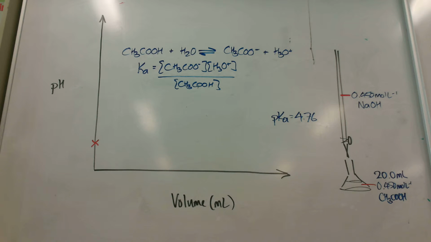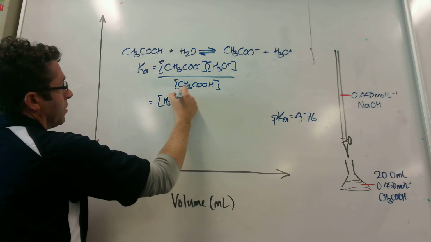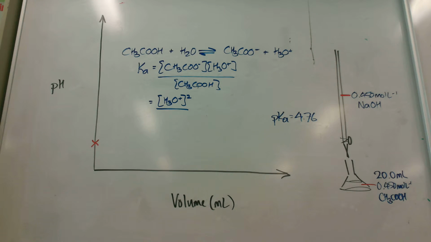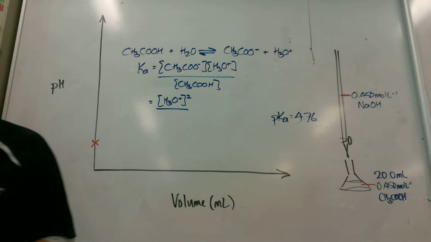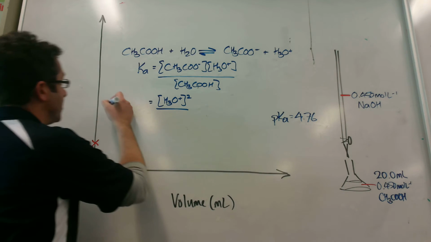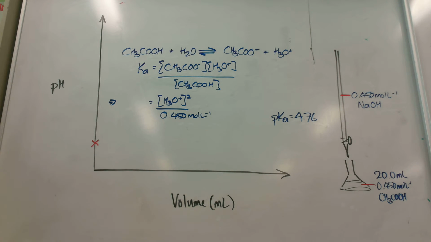Now, because no base has been added, I can make an assumption about the things on the right-hand side of this equation. What is that assumption? They're the same. So I can rewrite this as H3O+ squared over. Now I can also make another assumption because ethanoic acid is a weak acid. What will happen to that 0.450 moles per litre? Good, it won't decrease by much, not enough for us to change that number in this equation. So I can make that 0.450 moles per litre.